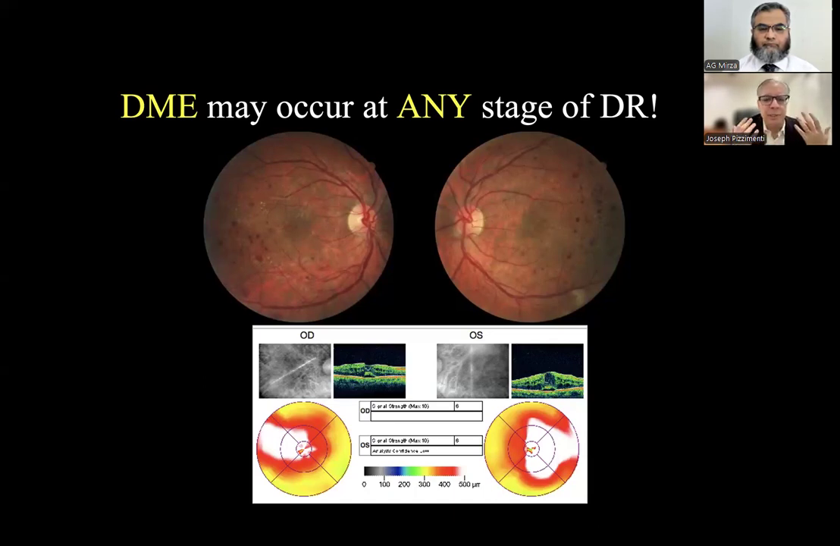This patient is overweight. They are a former smoker. They have sleep apnea. They have hypertension, and so forth. So it's more than just the glycemic status that is driving the retinopathy here.